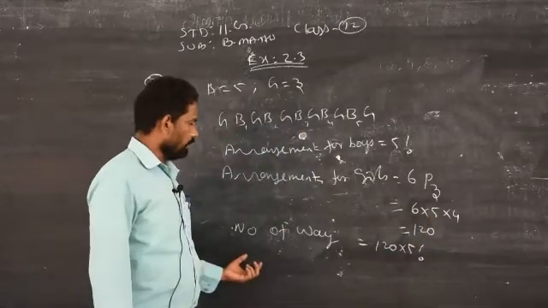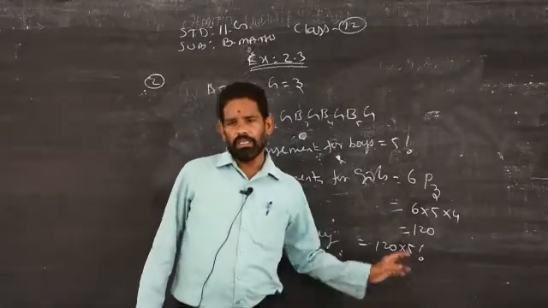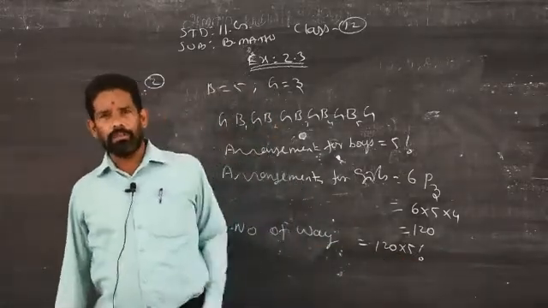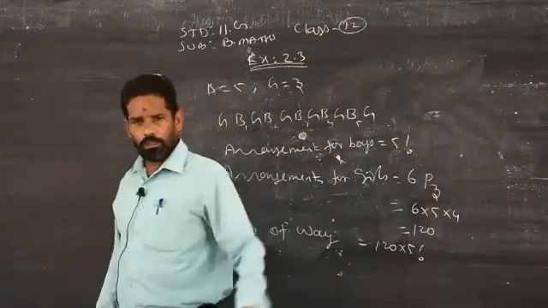So the total number of ways of sitting the boys and girls is 120 into 5 factorial. Expand 5 factorial in the normal method: 1 into 2 into 3 into 4 into 5. Then you multiply everything. That is your required answer.